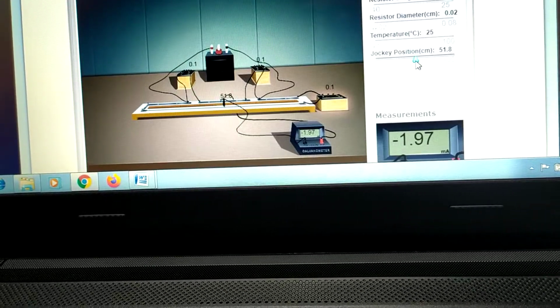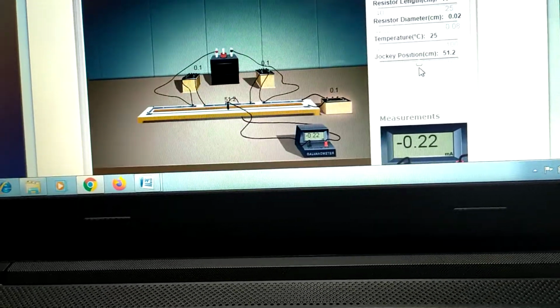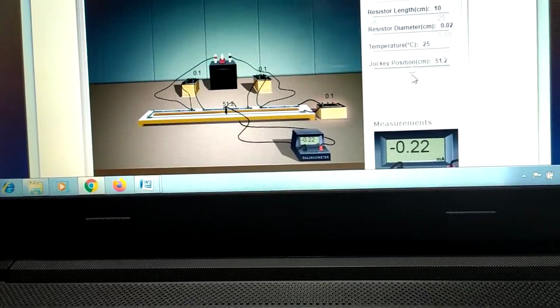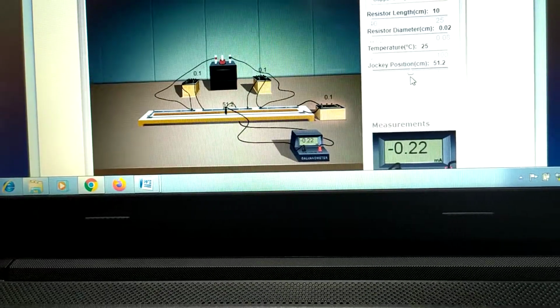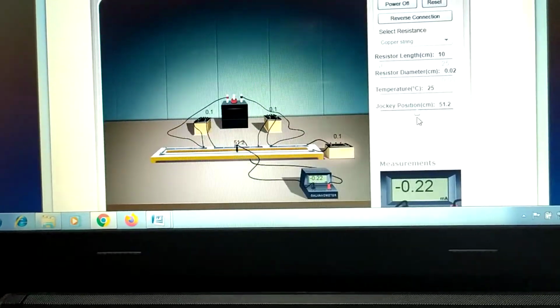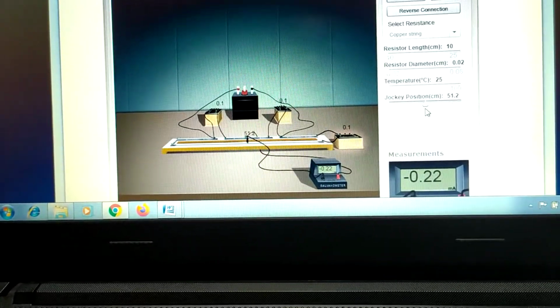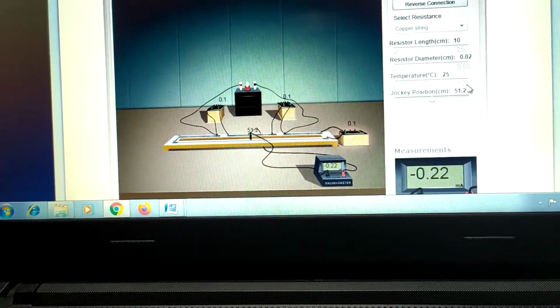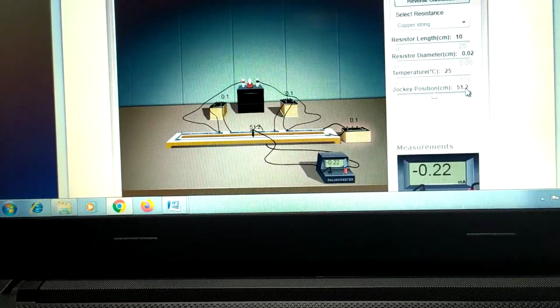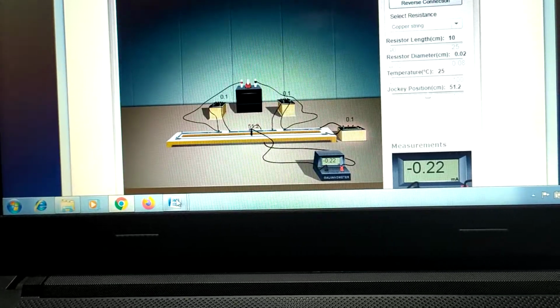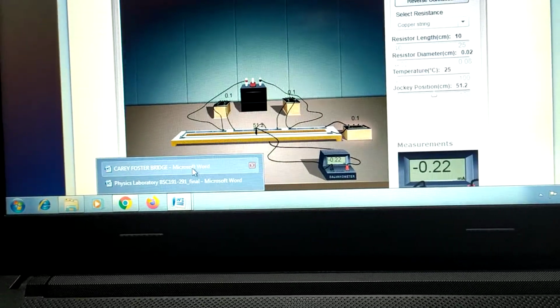Now it's minus 1.97, now it's minus 0.22. You can take that value as 0. Minus 0.22 is very close to 0, or if you make it 0, then it will be even better. So what is the value? Say 51.2. You take this value as L1, the left gap, and put it in your table.